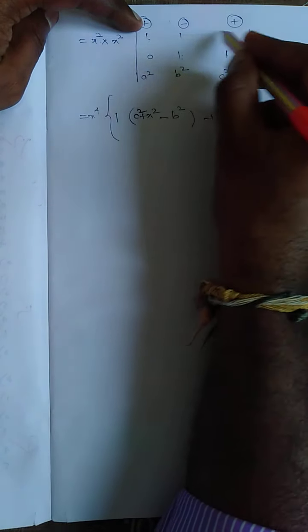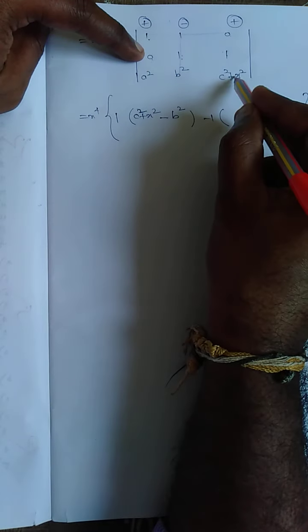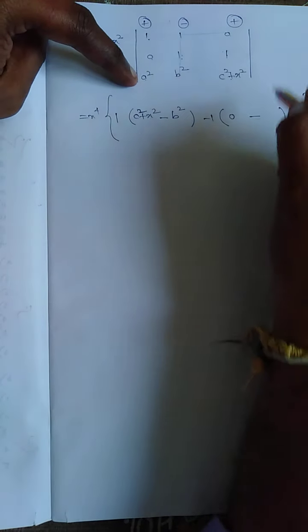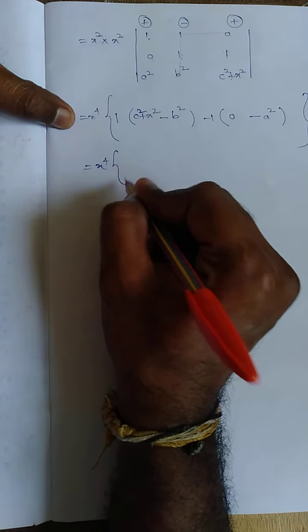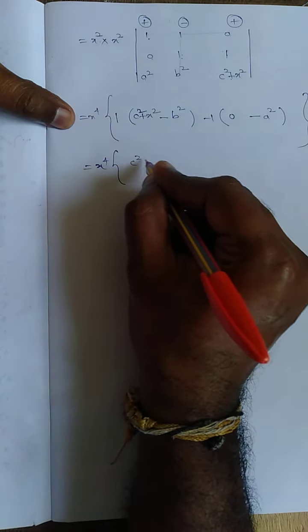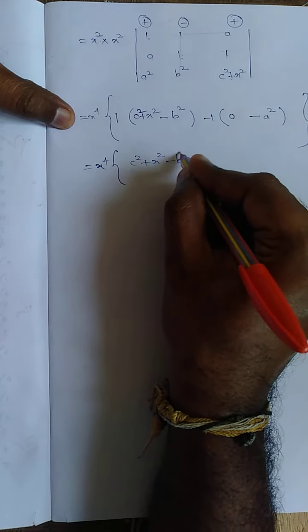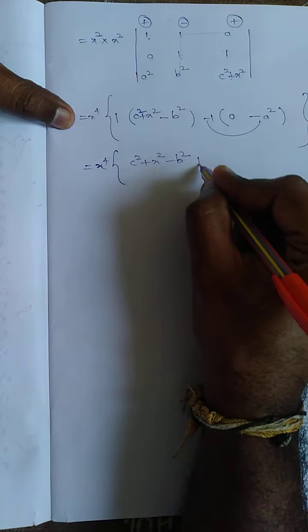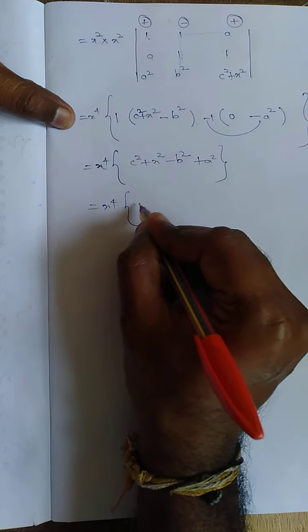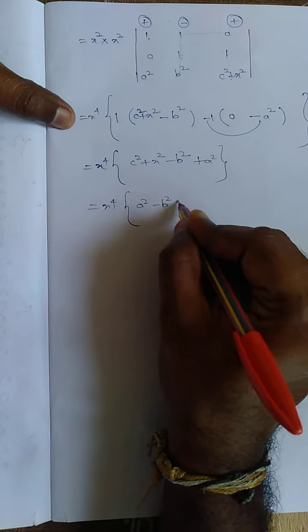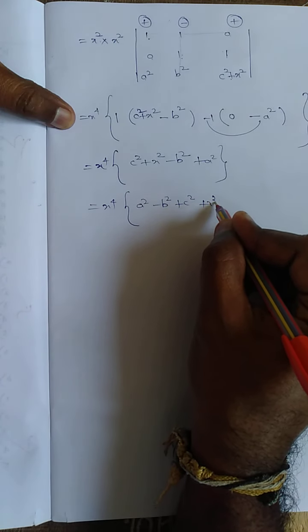For this one, this row and this column, 0 into c square plus x square is nothing but 0. A square into 1 is nothing but a square. So x power 4 becomes c square plus x square minus b square, minus into minus plus a square. So we can arrange: x power 4 into a square minus b square plus c square plus x square.